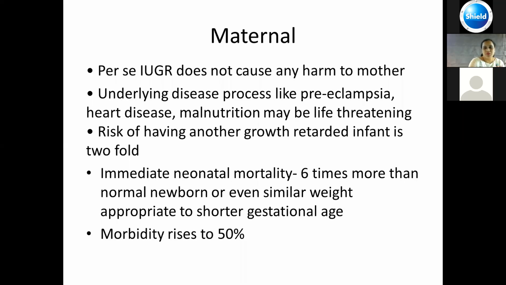As we discussed, maternal complications are not because of IUGR; they might be because of other maternal complications like eclampsia, cardiac diseases or renal diseases.